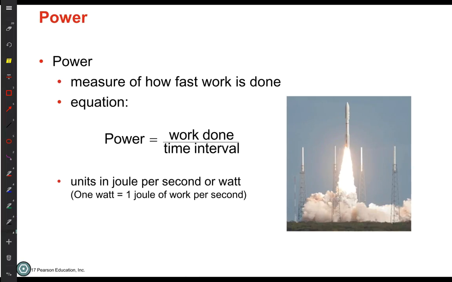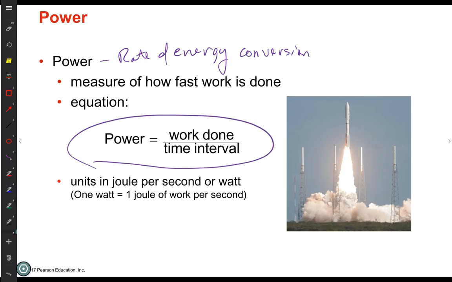Okay, power is the rate of energy conversion. It doesn't say rate here, but power is the rate of energy conversion. So rate is amount per time. So that's where we get the relationship, the work done divided by the time.